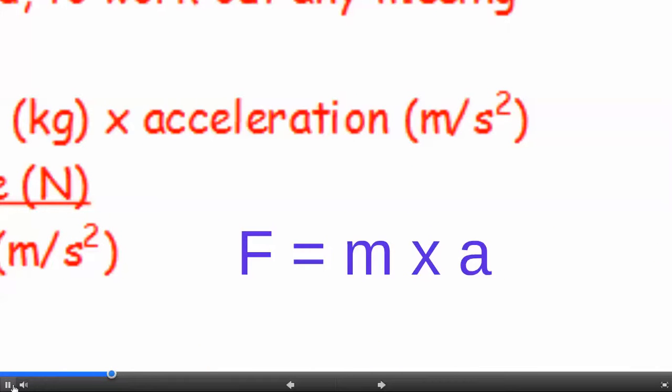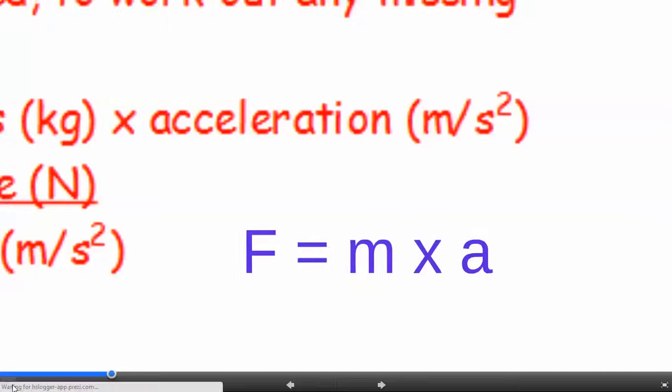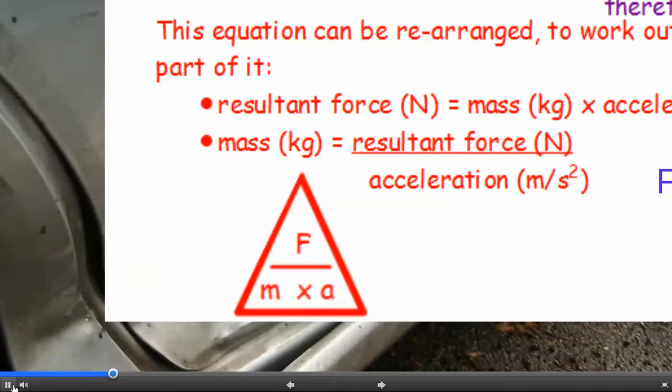So again, what you'll actually find on the physics equation sheet is f equals m times a. Force equals mass times acceleration. You can put that into a lovely triangle. F is at the top, m times a at the bottom, cover up the one you're looking for, and the position of the other two tells you what to actually do.